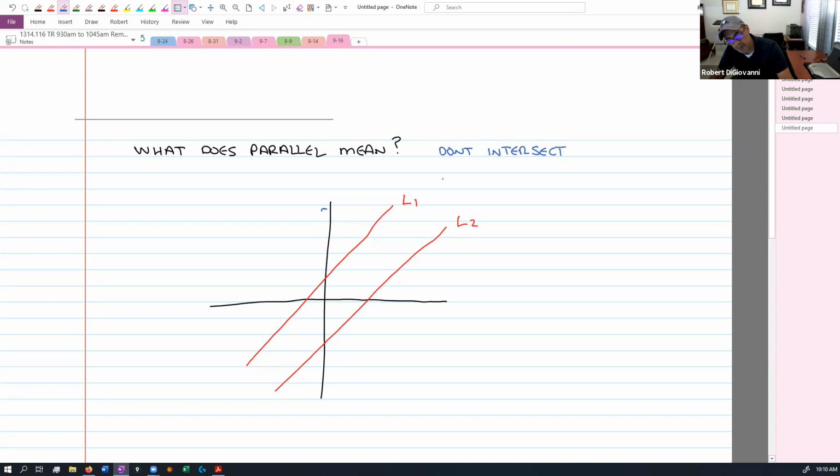But another way of saying it is that the slopes are equal. The slopes are equal. That's what it takes for two lines to be parallel. Their slopes must be equal.